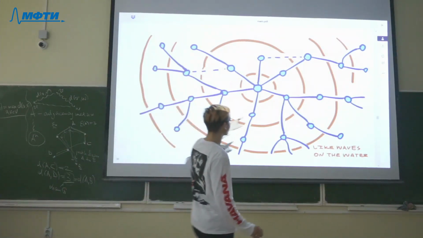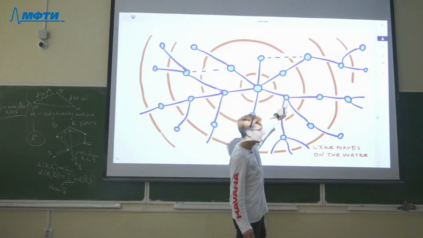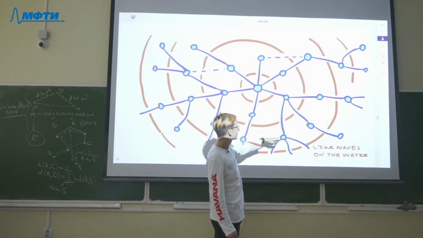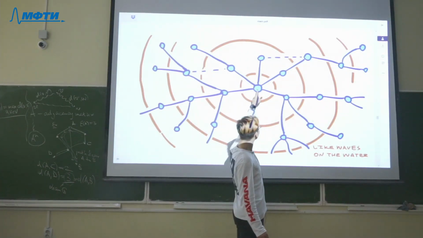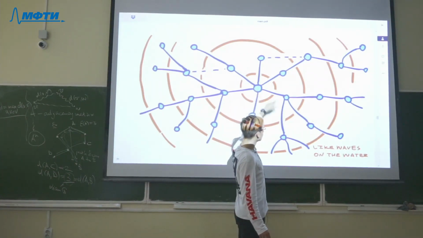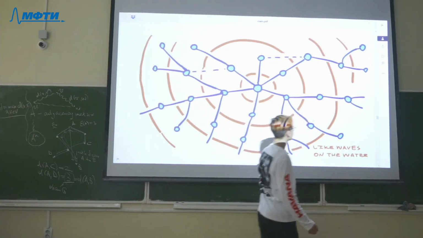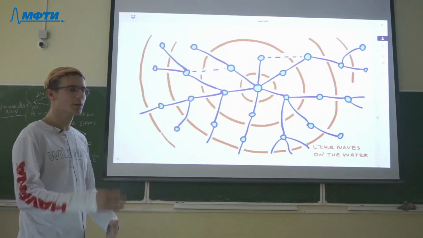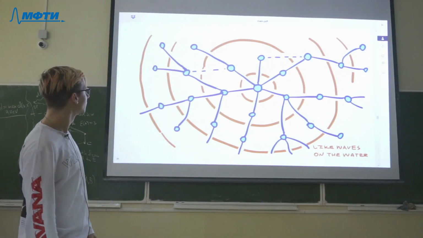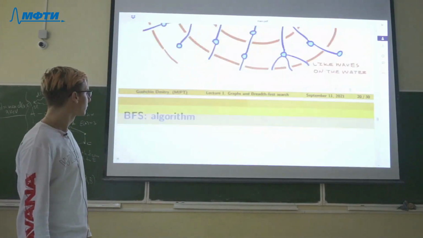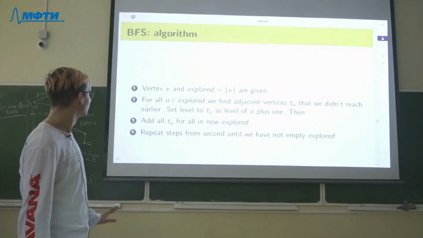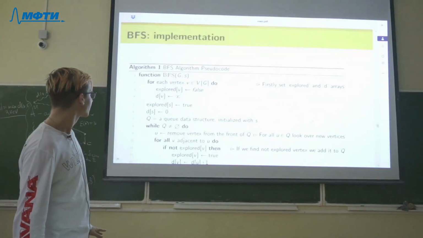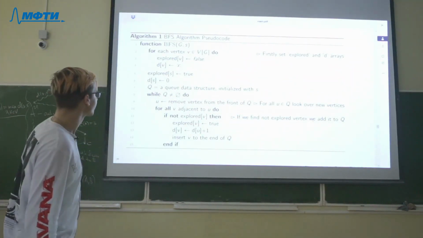Then we repeat this operation for these vertices. For example, for this vertex, we add its vertices into explore and set the distance between V and these vertices equal to 2, and repeat it while we can. So it is a formal mathematical algorithm, and this is its implementation in pseudocode.